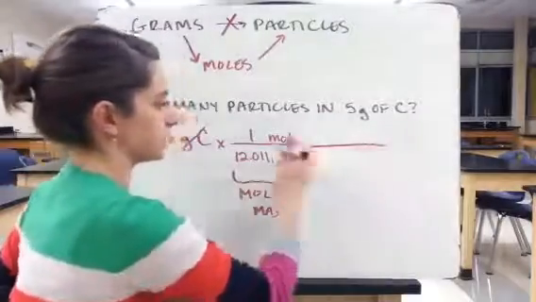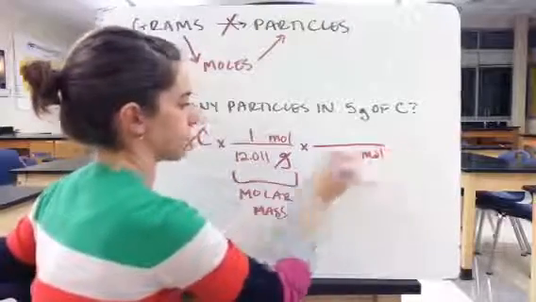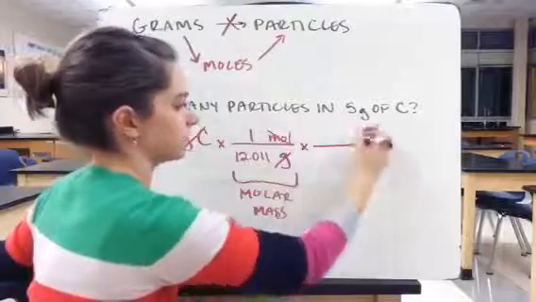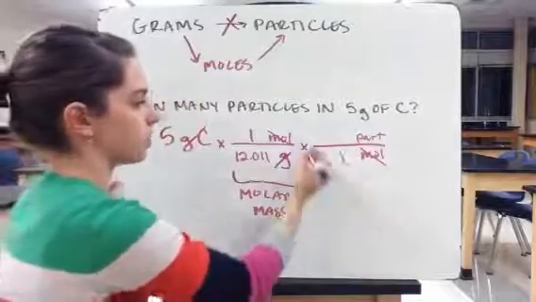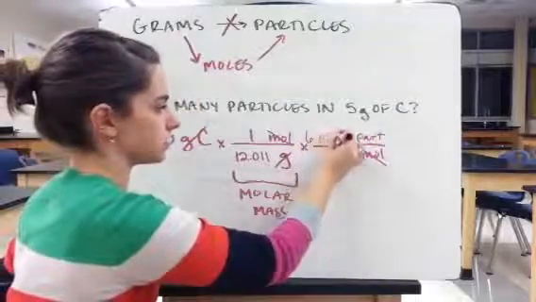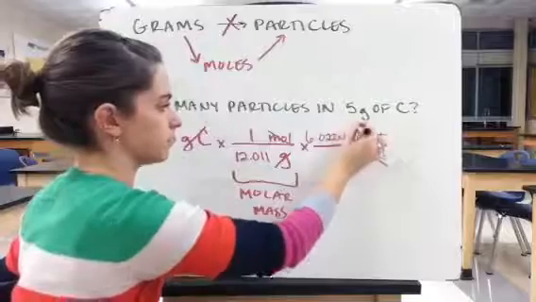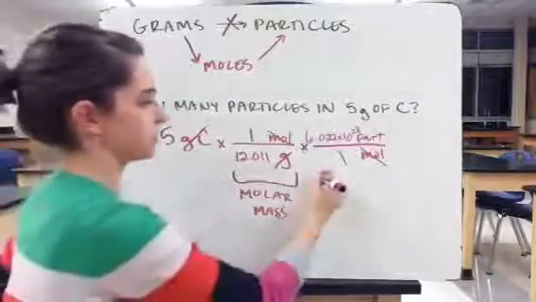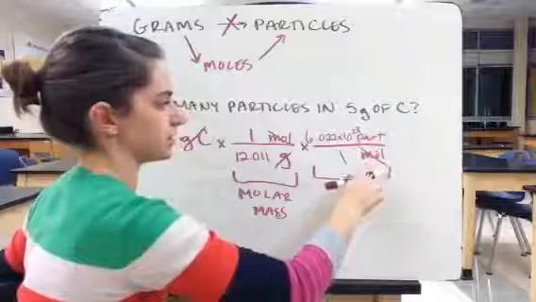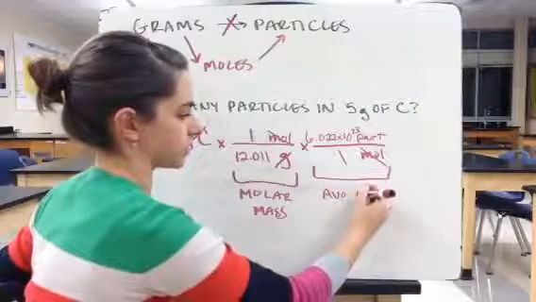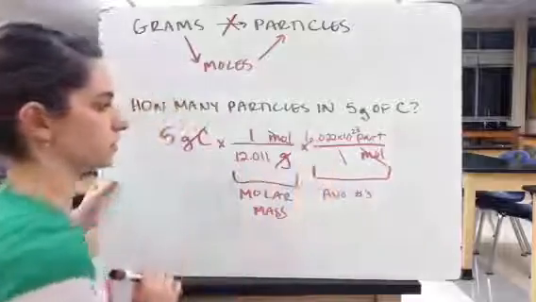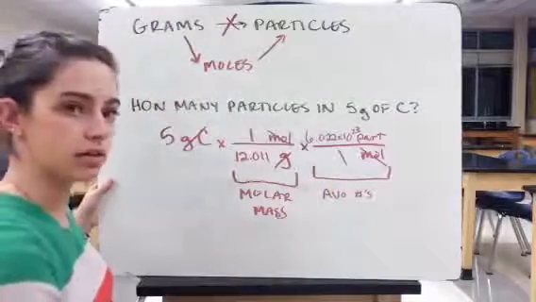My second conversion is going to be from moles, so I'm going to put that on the bottom so it cancels, to particles. And we know that in 1 mole, we have 6.022 times 10 to the 23rd particles. When I see this conversion, those units, we know that this is going to be Avogadro's number. That's the 6.022. Now all I have to do is solve.